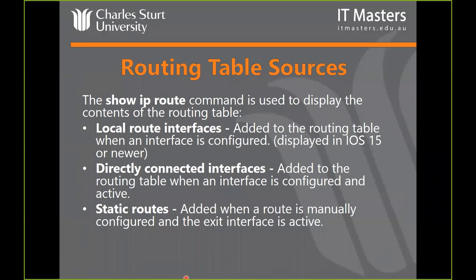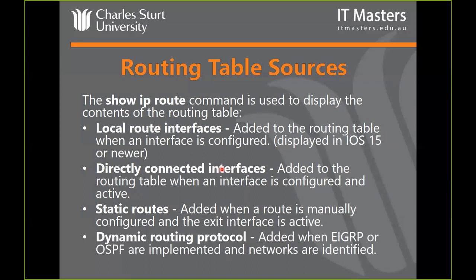And then your static routes. So they're routes that you add in with the IP route command, manually configured, and they will show in the routing table at all times. And then lastly, dynamic routes, which are added when something like EIGRP, OSPF, RIP, BGP, IS-IS, whatever the protocol is you're using, they're implemented, and then neighboring routers talk to each other and they share that routing information, and that begins to populate the routing table.